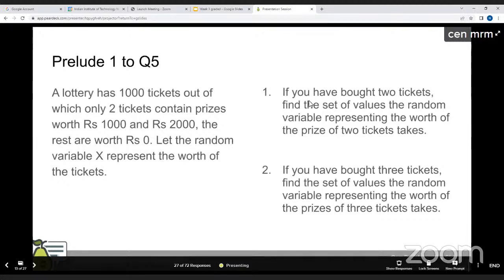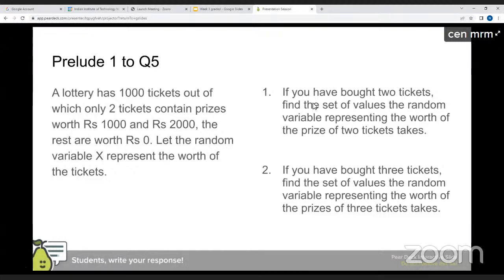So irrespective of whether I buy 3 tickets or 4 tickets, my random variable will take only 3 values, and that is 0, 1,000, and 2,000. My random variable will take only these 3 values. Just either 0 or 1,000 or 2,000. That is right. Correct.